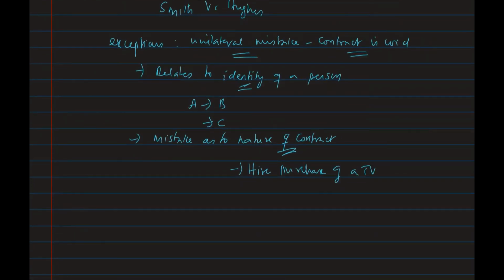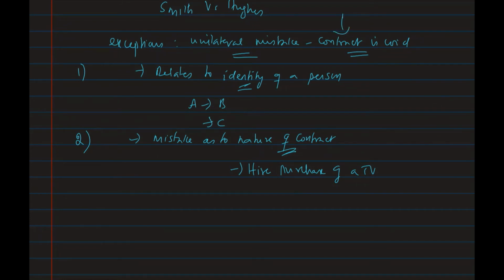The contract is void. So my dear students, in unilateral mistake the contract is valid, but under these two exception situations, the contract is void. Are you able to understand? So I'll repeat. Unilateral mistake, the contract is valid, but in two exception situations, in case of unilateral mistake, the contract is void.